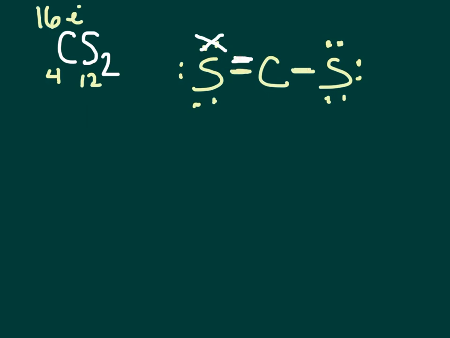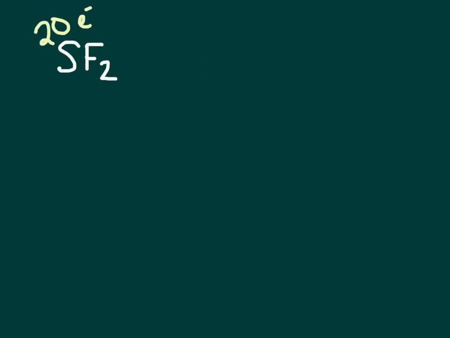So you can make a choice. You could either steal a pair from over here and make another double bond, or you can steal another pair here and make a triple bond. Either way ends up being fine, and there's not really a wrong answer in that. Now everything is full. I've used up all my electrons, and that's what CS2 molecular structure looks like.